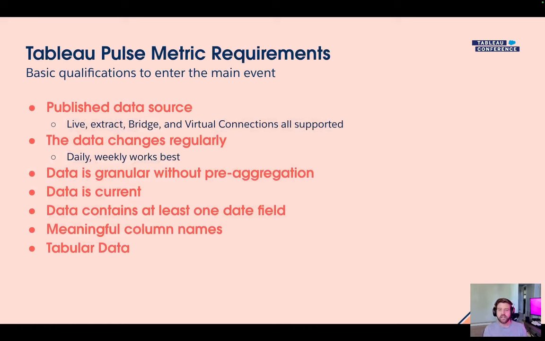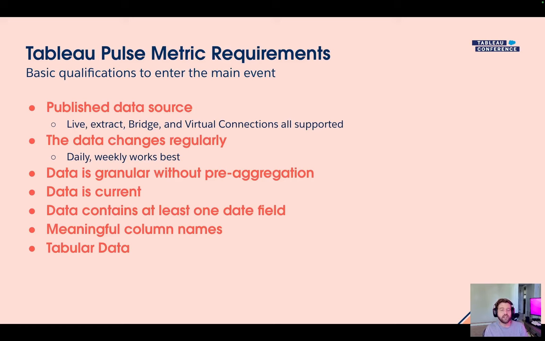And in order to create Tableau Pulse metric, we've already talked about how you need to publish a data source. And that can be live, extract, bridge, or even a virtual connection. But there are some other ways that you should shape your data for it to work best with Pulse. And here's a bit of an introduction. I'll go into a little bit more detail in a moment, but Tableau Pulse works best when the data changes regularly. When the data is granular without any pre-aggregation, when it's current, and it needs to contain at least one date field. The column names need to be meaningful, can't just be zeros and ones.